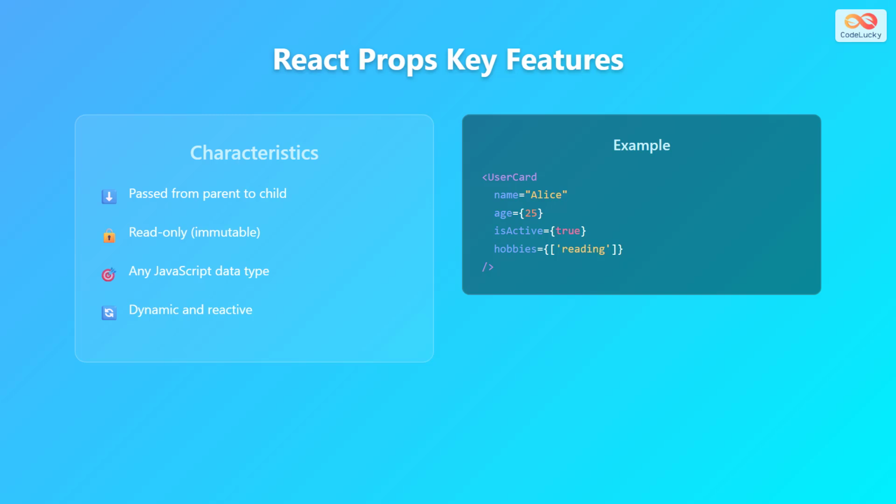In the example, the user card component has props such as name with the value Alice, age with the value 25, is active with the value true, and hobbies as an array containing reading.